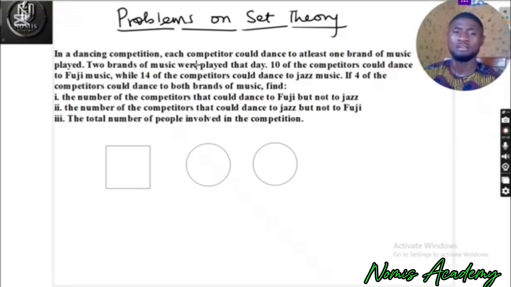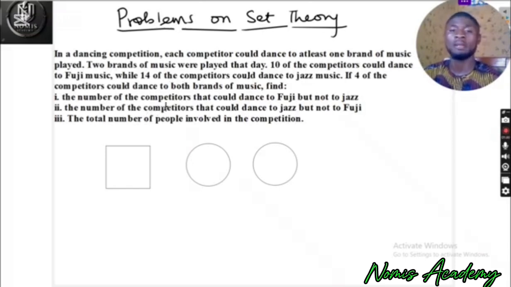So you can see this kind of question and you think, how do I get to know the number of people that were involved in the competition? I think it's clear that since 10 people could dance to Fuji and 14 people, maybe there are 24. If you had guessed like that, you will be very wrong. You need to do calculation using set theory, especially the Venn diagram, to make your analysis, and then you get the correct answers to the questions asked.